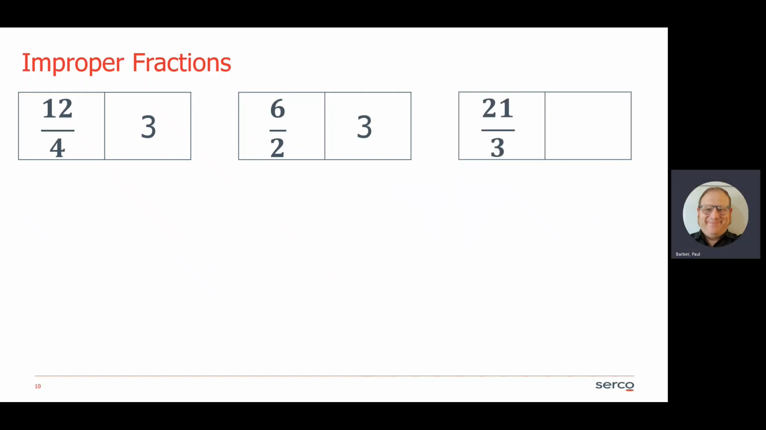Think of the same principle now for 21/3. I'll try and move away from donuts. Let's say we've got anything that's split into thirds, and we've got 21 of those thirds. So how many whole things have we got there if we've got 21 thirds?